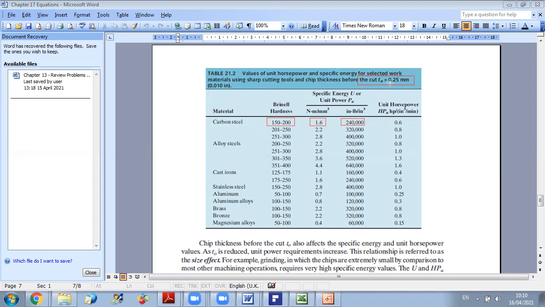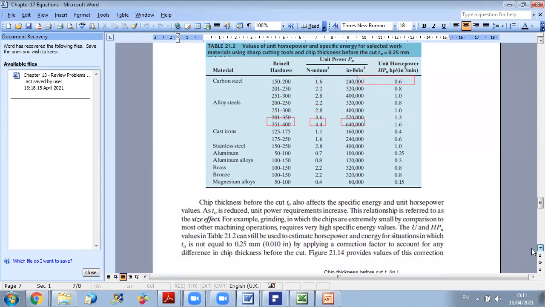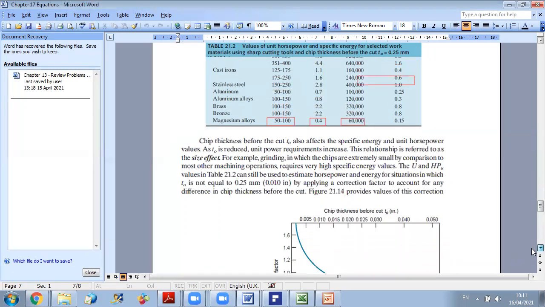So if you have a different chip thickness, you cannot immediately use the values here. You will see what we should do. In case T0 is different than 0.25, we will see that we can obtain the values by the use of a correction factor. What do we mean by the correction factor?